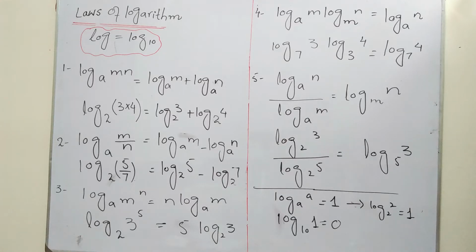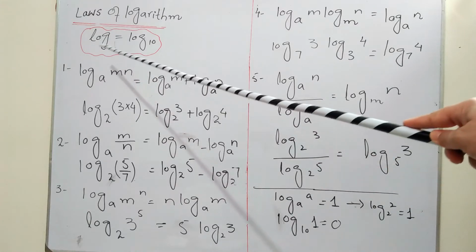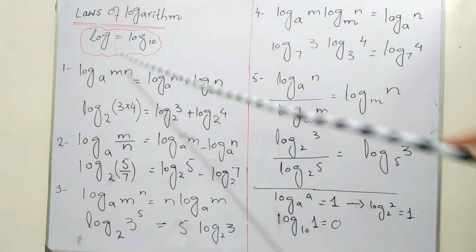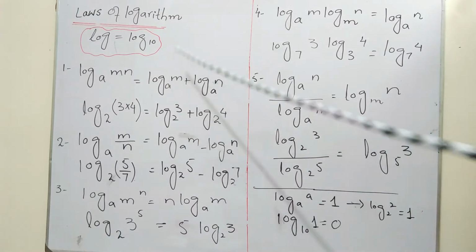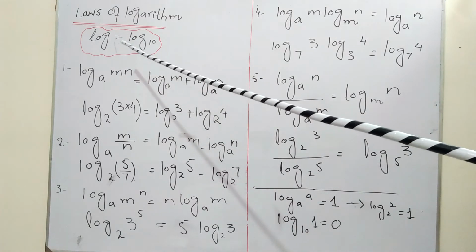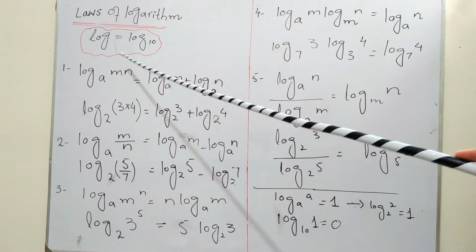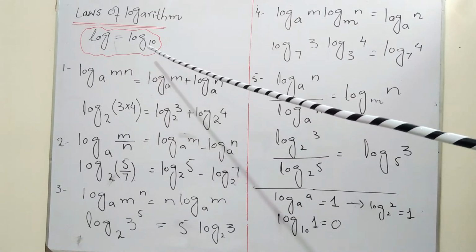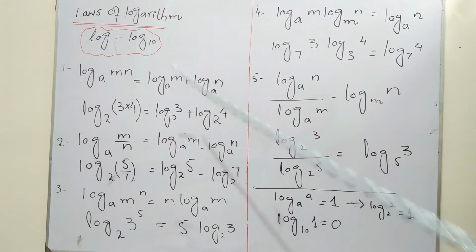Today we will discuss the laws of the logarithm, and before starting the laws of the logarithm, I would like to discuss two things. First one is when no base is mentioned, no base is indicated, it is considered to be base 10. When there is no base with the log, it is considered to be log 10 or common logarithm because the base of the common logarithm is 10.